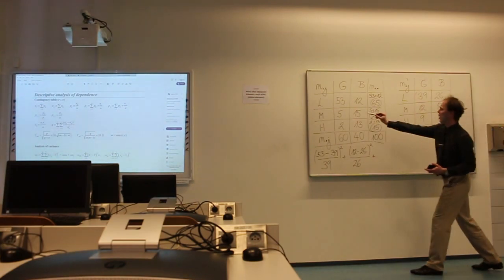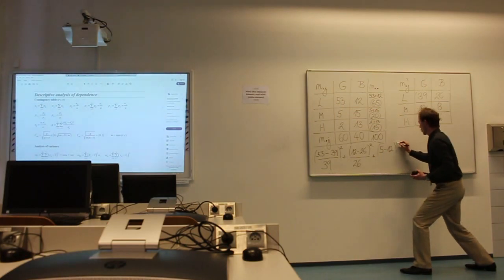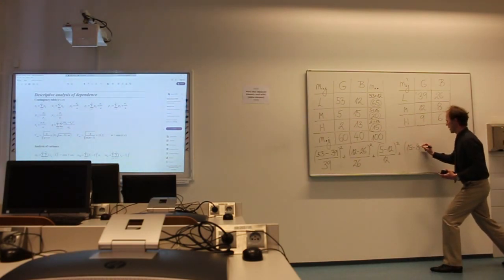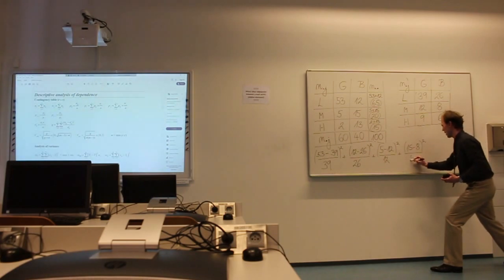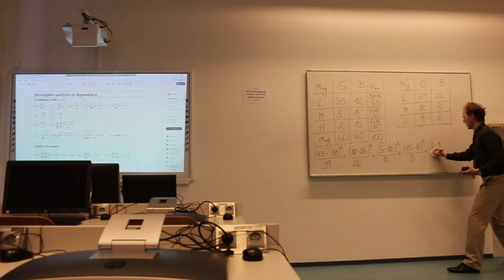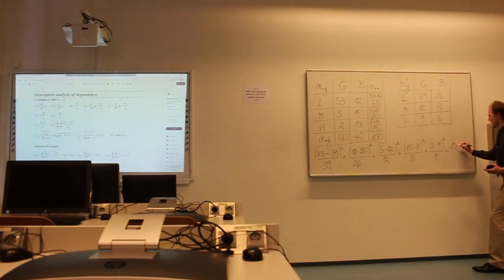So we can check it. 5 minus 12 squared divided by 12, plus 15 minus 8 squared divided by 8, plus 2 minus 9 squared divided by 9, plus 13 minus 6 squared divided by 6. 1, 2, 3, 4, 5, 6 values, yes?